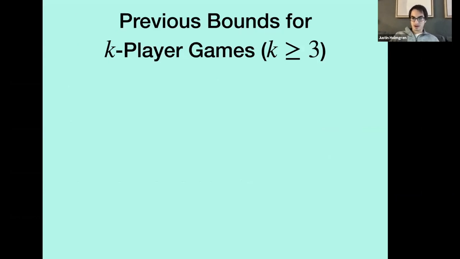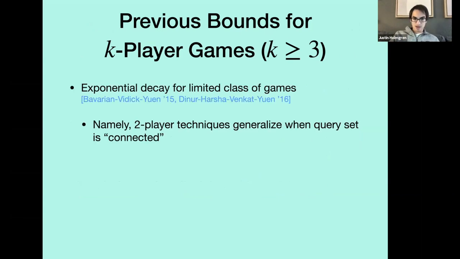So there has been some work on this. For a limited class of games, we do know that we get the exponential decay that we would expect, in the sense of a Raz-type result. The techniques for analyzing two-player games generalize to a limited class of three-player games. It turns out that the condition on three-player games that basically covers when previous techniques apply is that the query set, the set of all possible queries that a referee might ask, is connected.